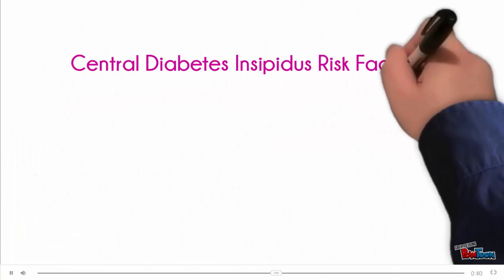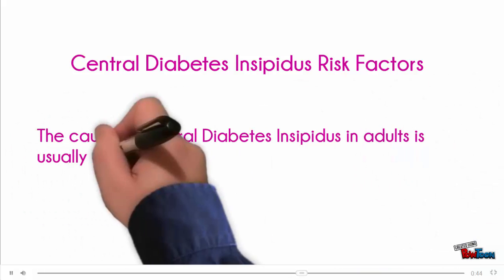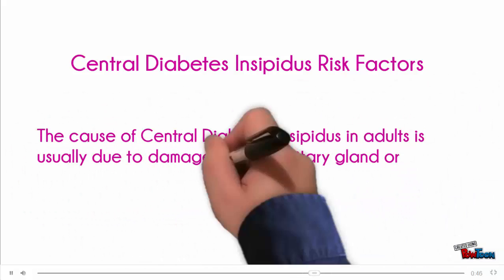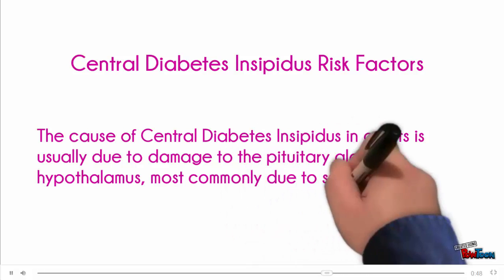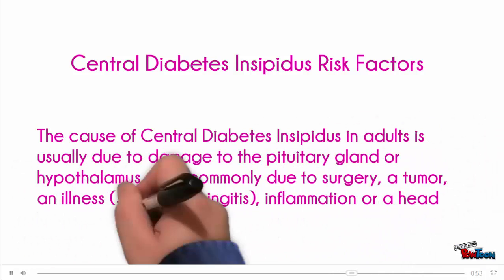Central diabetes insipidus risk factors. The cause of central diabetes insipidus in adults is usually due to damage to the pituitary gland or hypothalamus, most commonly due to surgery, a tumor, an illness such as meningitis, inflammation, or a head injury.